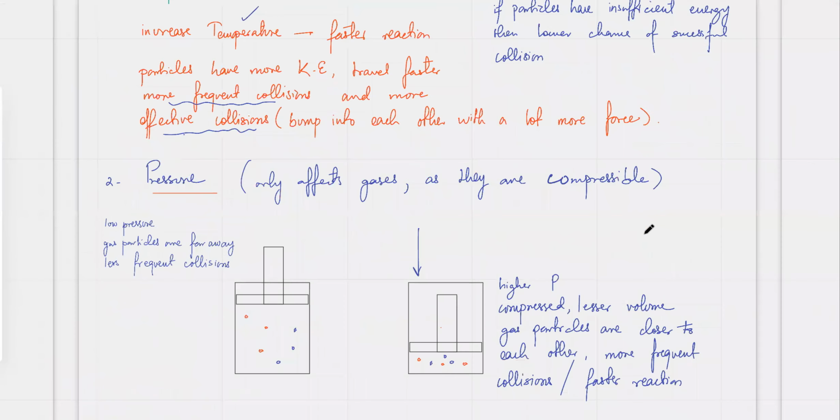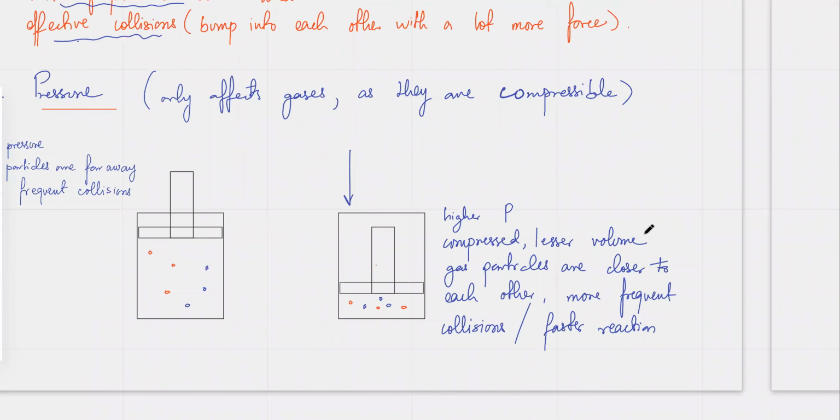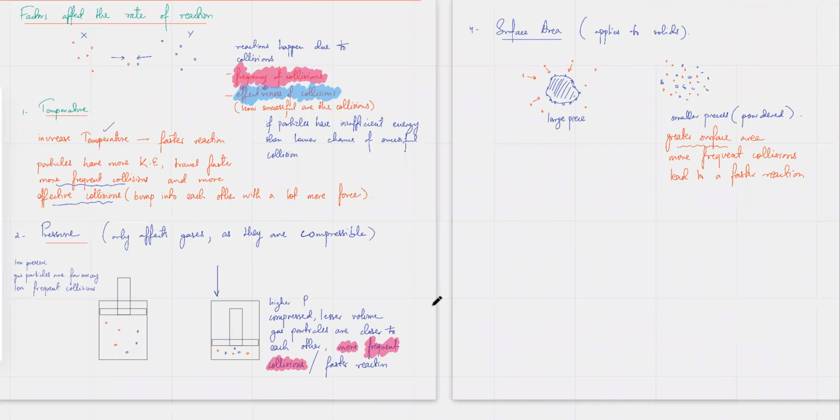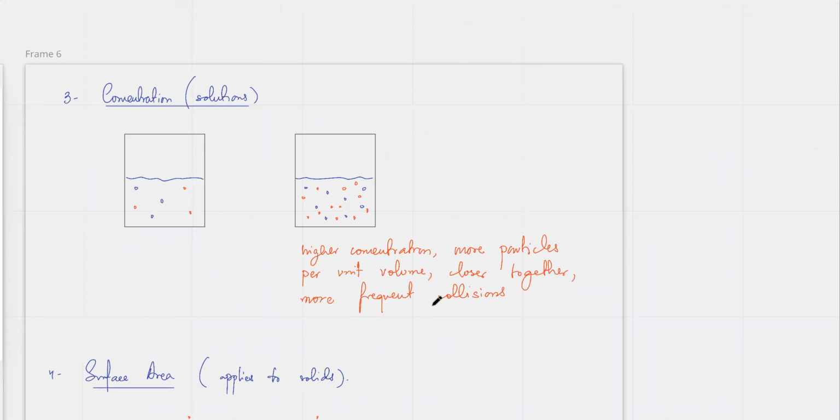With pressure, I only use one of the terms, and that was the frequency. You just get more frequent collisions. I didn't use effectiveness of the collisions because when you increase pressure, the only thing that's happening is they just bump into each other a lot more. The force with which they're bumping into each other is the same. You're just having a lot more frequent collisions because the particles are closer together. The same was true for concentration.